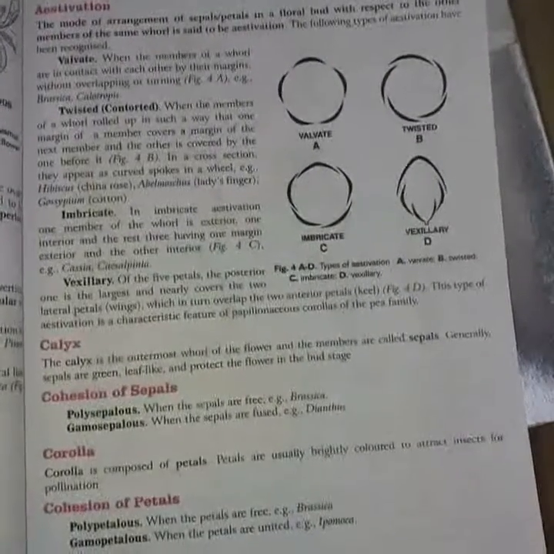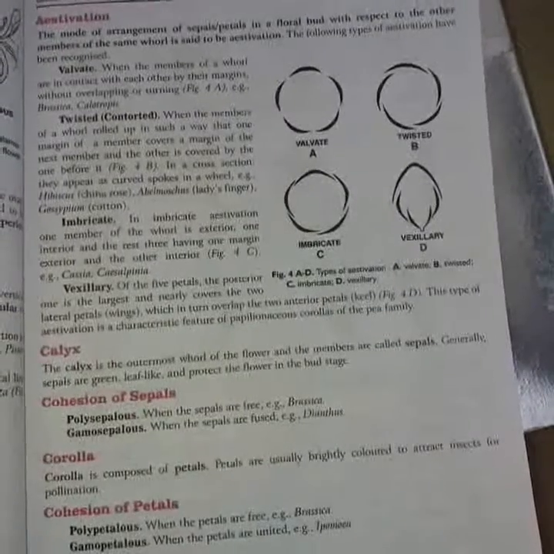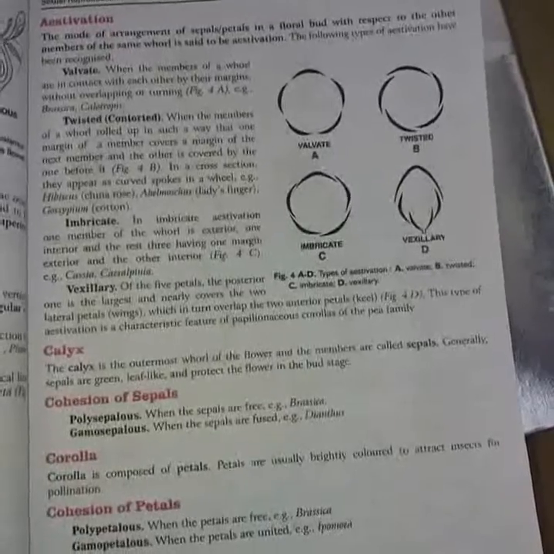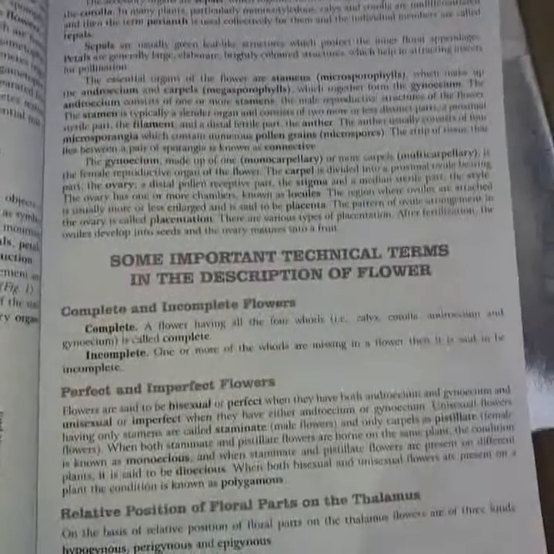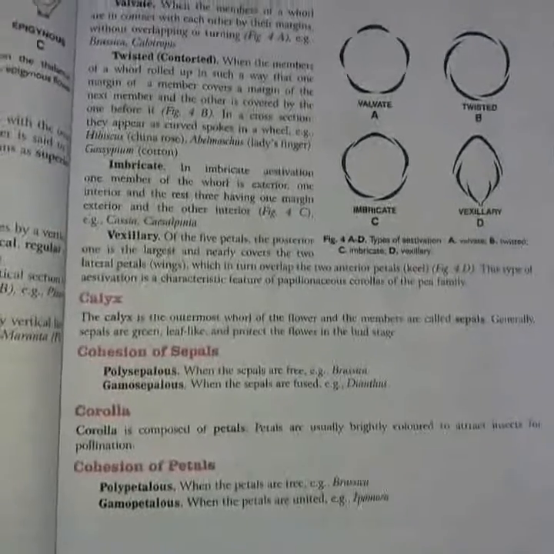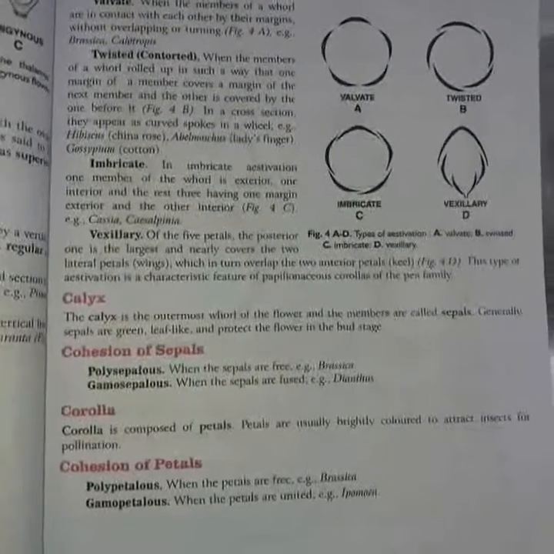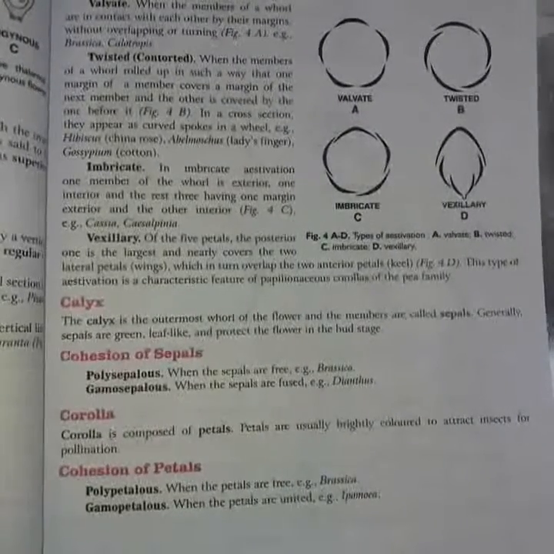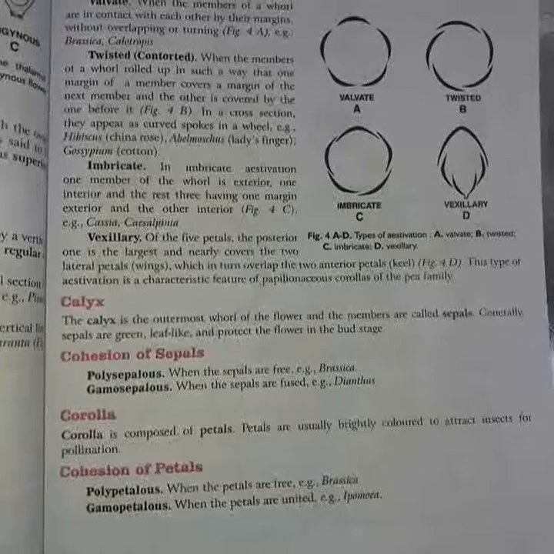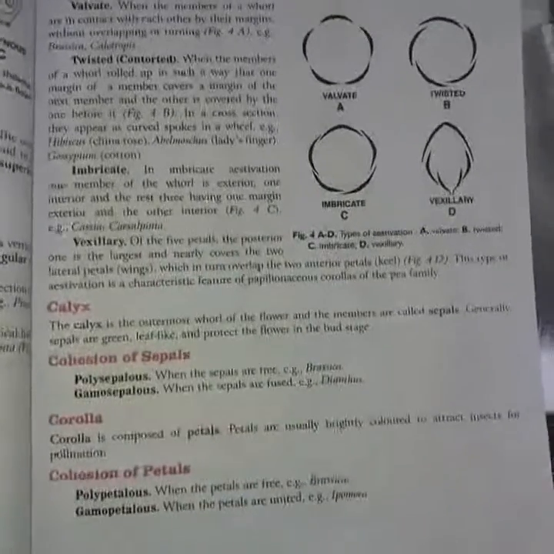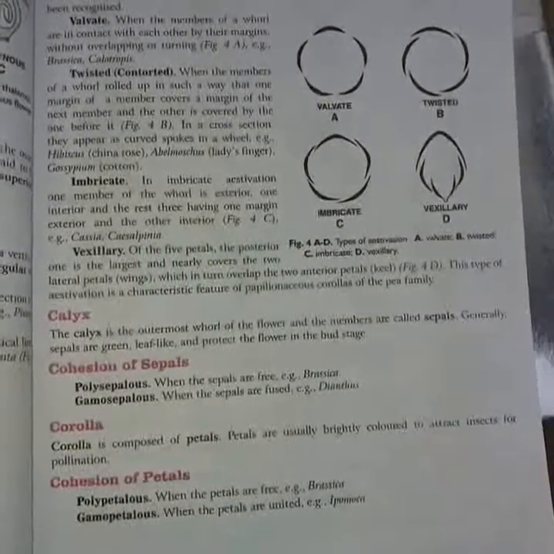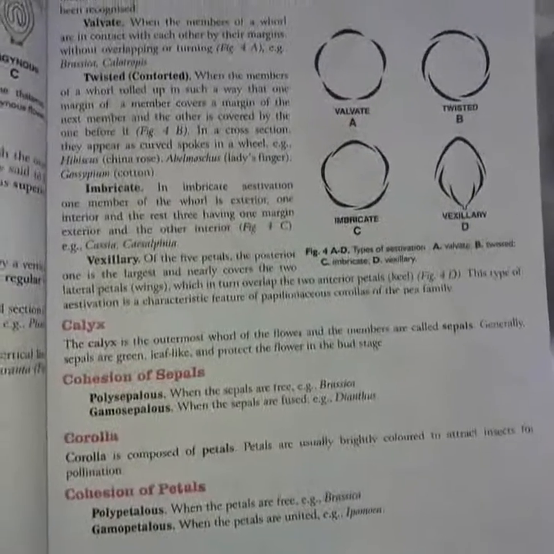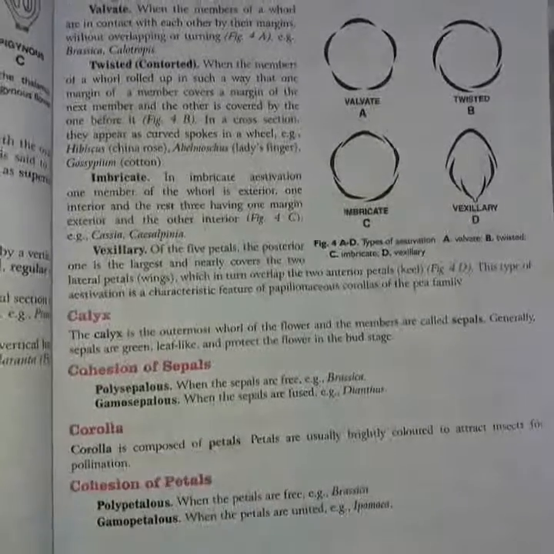and related to incomplete and imperfect flowers. So here we stop this topic, and the next topic is the position of calyx and corolla, shape and size of calyx and corolla, and position of stamen. Thank you. Have a nice day.